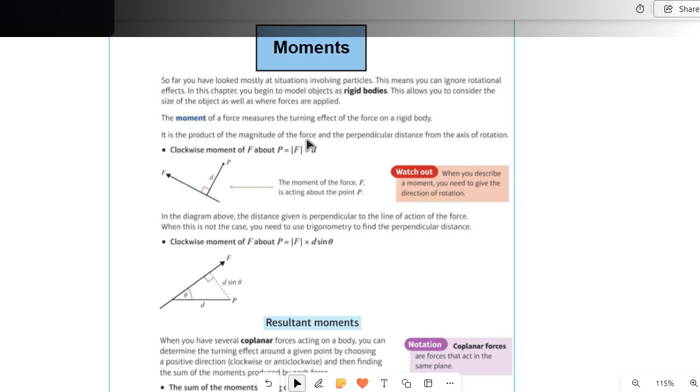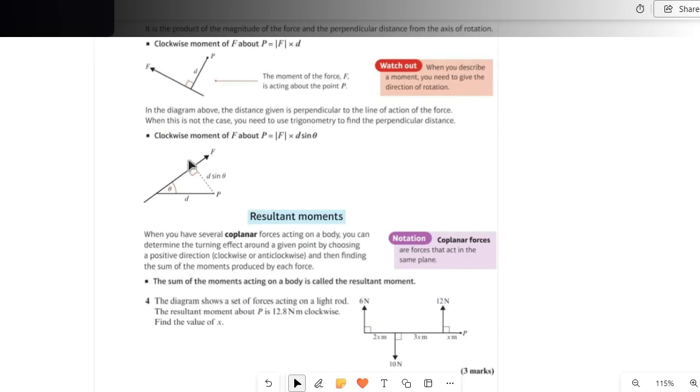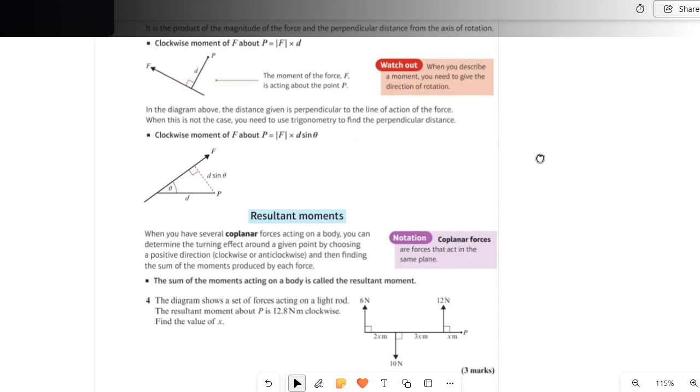It is the product of the magnitude of the force and the perpendicular distance from the axis of rotation. So the clockwise moment of F about P here would be the magnitude of F multiplied by the perpendicular distance, which is d here. In the diagram above, the distance given is perpendicular to the line of action of the force. When this is not the case, you have to use trigonometry to find the perpendicular distance, where in this case the clockwise moment of F about P is equal to F multiplied by d sine theta, which is the perpendicular distance from the force.